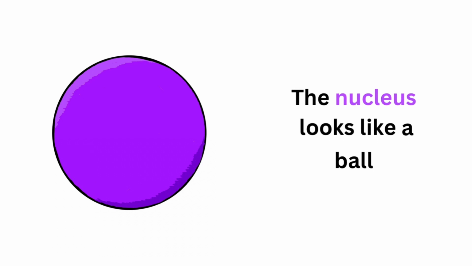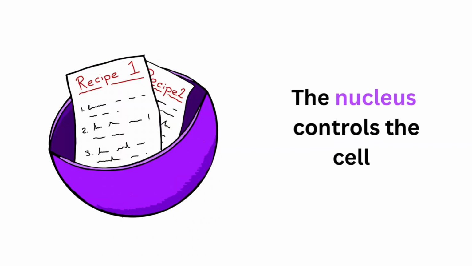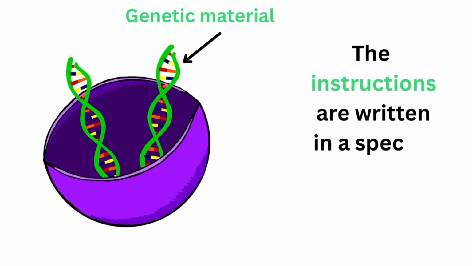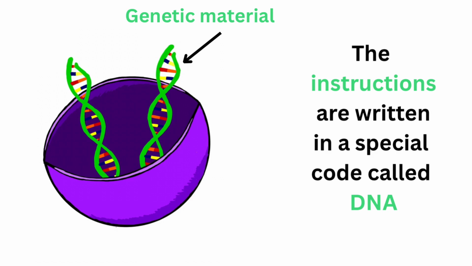And if you could look at the nucleus, you would see it's like a ball, so it has a 3D shape. Now, the nucleus is actually a hollow ball, so if you can open up the nucleus, inside you would find lots of recipes, and these are the recipes that are needed for the chemical reactions that happen inside the cytoplasm. And these special recipes or instructions are written in a special code called DNA. So this is a picture of DNA, and we sometimes call DNA our genetic material.